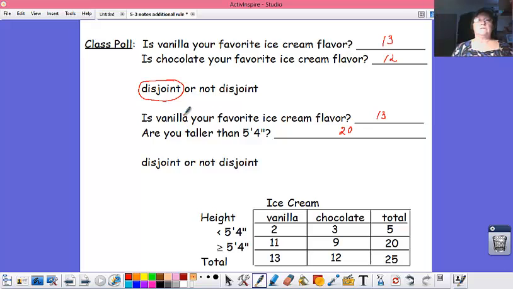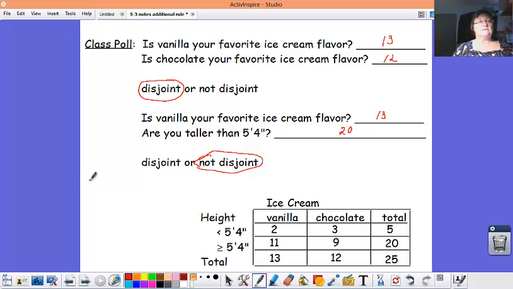Are those two characteristics, having vanilla as the favorite ice cream and being taller than 5'4", disjoint or not disjoint? You ask yourself, can one person be both? And the answer is yes, they can. Those are not disjoint because one person can have both characteristics. Now, keeping that in mind, I'd like us to use this table to answer some probability questions.